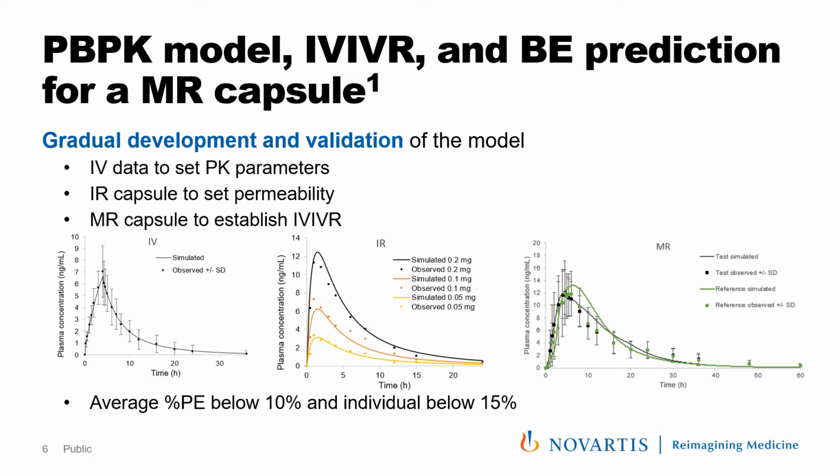As can be observed from figures, all simulated profiles matched profiles observed in vivo quite well. All calculated average prediction errors were below 10% and all individual prediction errors were below 15%. Thus, we considered our model as validated.